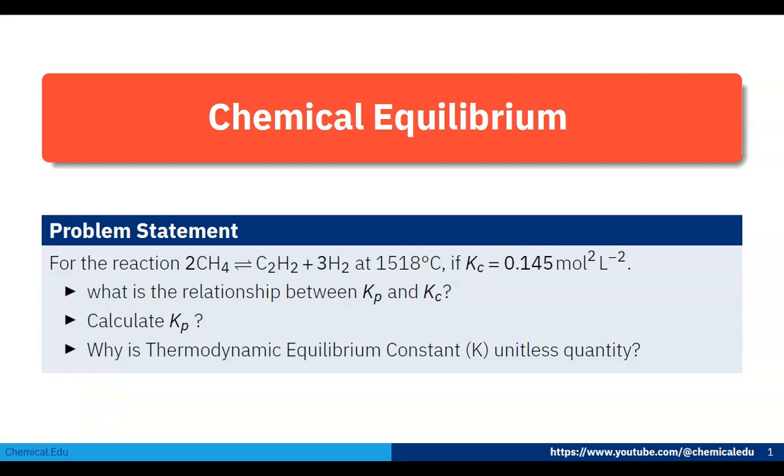Today I'll talk about chemical equilibrium. So here is the problem statement. For the reaction 2CH4 forming C2H2 plus 3H2 at 1518 degree centigrade, if Kc is 0.145 mol² L⁻², what is the relationship between Kp and Kc? Calculate Kp. Why is the thermodynamic equilibrium constant a unitless quantity? That we have to find out.